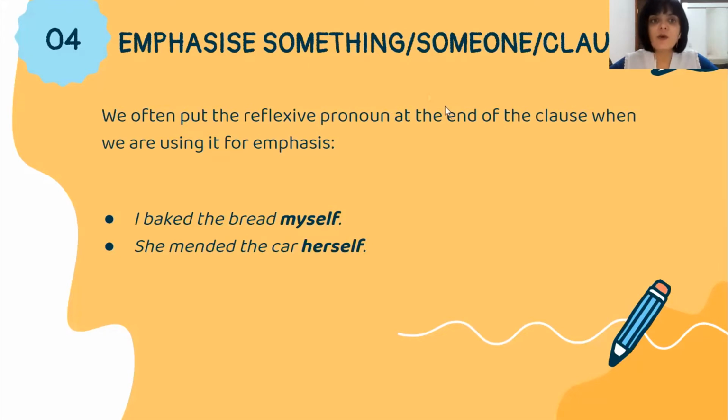But guys, there is another way of using the reflexive pronouns to emphasize something, which is to use the reflexive pronoun in the end of a sentence. Então, a gente pode dar ênfase também nas frases com os pronomes reflexivos quando a gente coloca eles no final. Então, como nos exemplos, I baked the bread myself. Eu assei, eu cozinhei esse pão, eu mesmo, sozinho. Então, o pronome reflexivo aqui, ele vem para enfatizar que a pessoa que fez a ação é aquela pessoa especificamente. E o segundo exemplo, she mended the car herself. Ela consertou o carro sozinha.